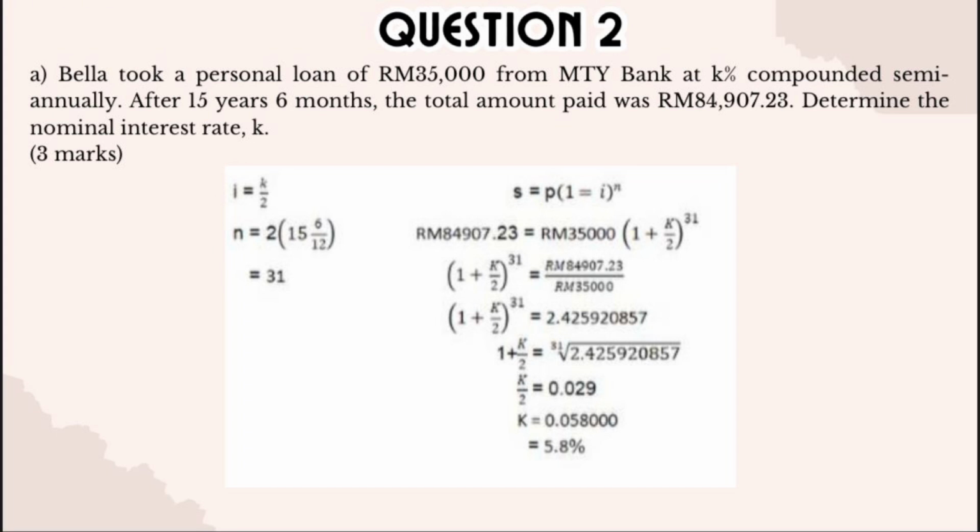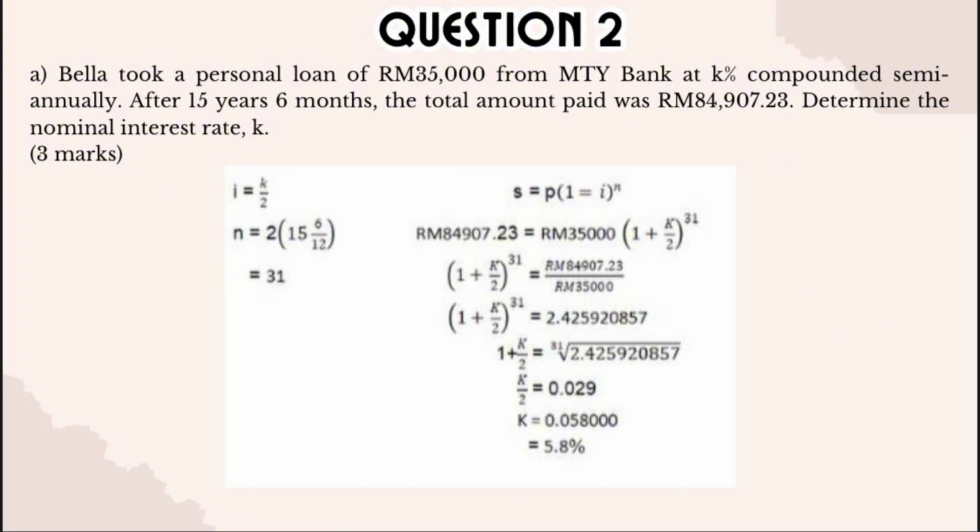To solve this question, we have to use the formula stated. S is 84,907.23 equals to P is 35,000, I is K per 2 and N is 31. This question told us to find K.